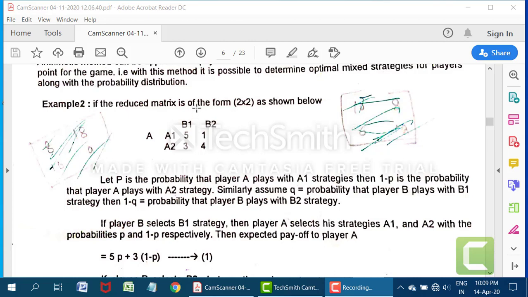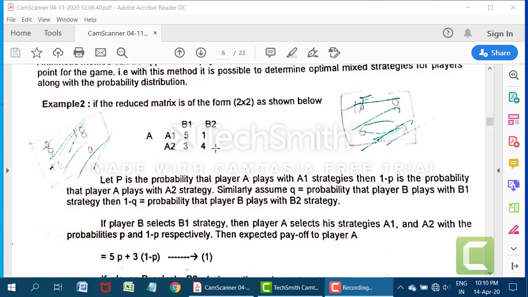Mixed strategy means what is the probability that B is going to choose B1, say Q, and the probability that B is going to choose B2, call it 1 minus Q. Because the summation of the probabilities of B choosing B1 and B2 is 1. Similarly, the summation of the probabilities of A choosing A1 and A2 is equal to 1. So you need to find the mixed strategy, which means the probability values for player A and player B.